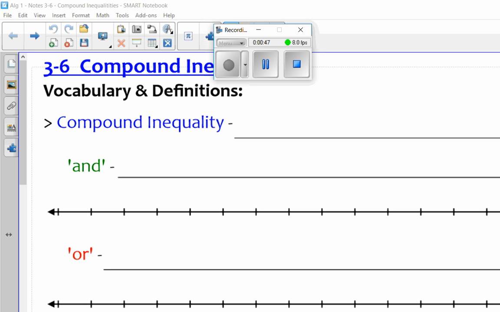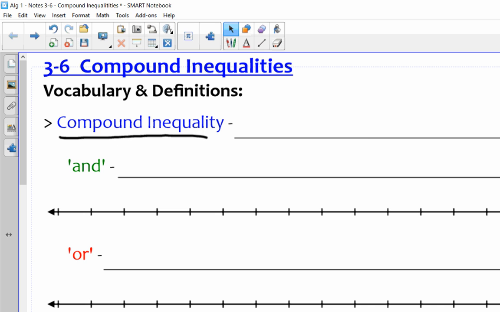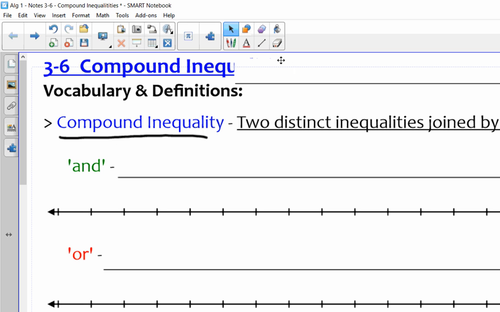If you could go ahead and write down this first definition: compound inequality. It's two distinct inequalities joined by the words "and" or "or". And there will be something really specific on those words generating what the number line picture will look like, how you draw these. So it'll be really important to make sure that you go back over these, okay?